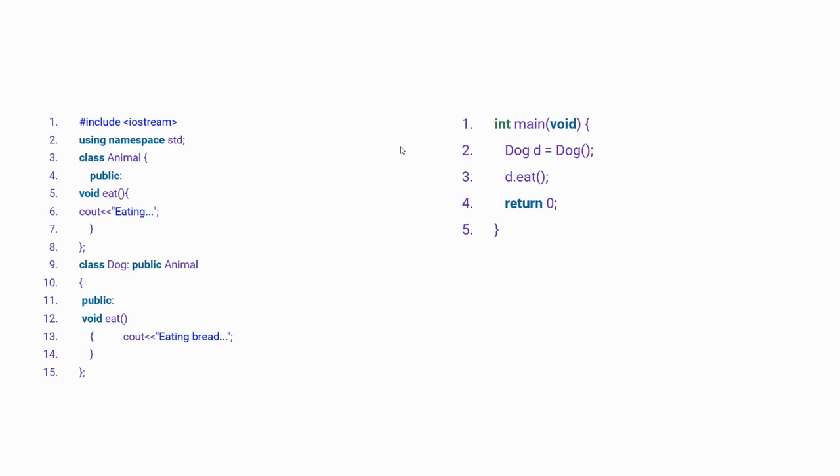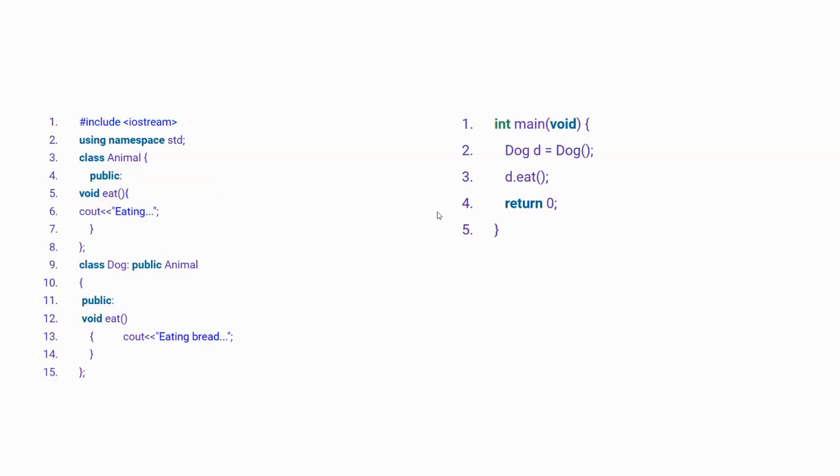Then in the main function, you are creating an object of dog, d equal to dog, semicolon. After that, you write d dot eat, and we are returning zero. Then you will get eating bread.